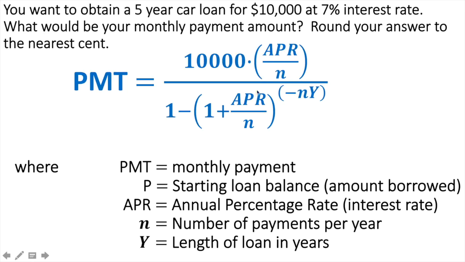Now, the next one is 7% interest rate. So APR is my interest rate, and I'm going to put that in two different spots. I'm not going to write 7%. I'll have to convert it to a decimal. So if I convert it to a decimal, it'll be 0.07. And notice I did that on both spots, this one and this one.